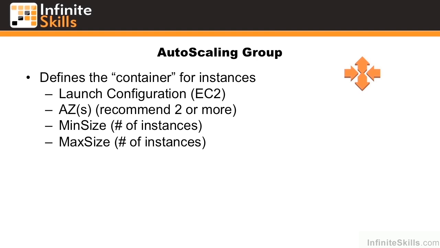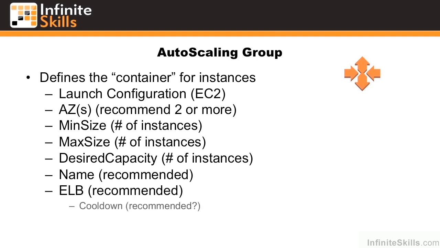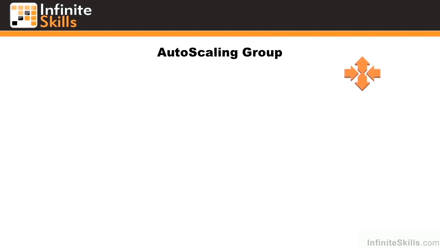So this helps define some border areas. You can also specify desired capacity. If desired capacity is specified, it, rather than min size, is what's used to determine the size of the group if nothing else is going on. We also recommend a name and an ELB, as well as possibly a cooldown period. We'll talk about that in a second.